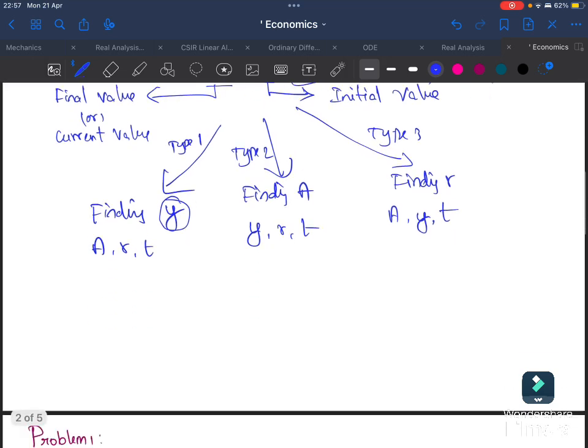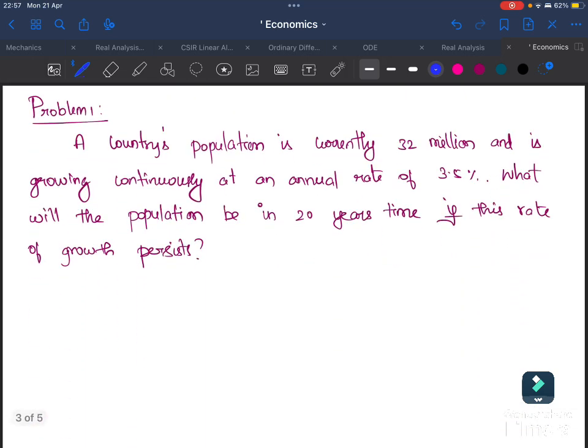So we'll first see problem 1. We'll understand this and then we'll move on to solving this problem. A country's population is currently 32 million, and is growing continuously at an annual rate of 3.5%. So they have given you the rate. It is very easy. So r is 3.5%. What will the population be in 20 years of time? Again, they have given you the time, which is nothing but t.